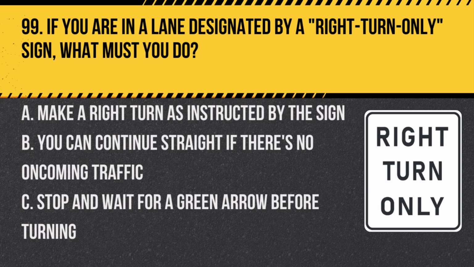Question 99. If you are in a lane designated by a right turn only sign, what must you do? A. Make a right turn as instructed by the sign. B. You can continue straight if there's no oncoming traffic. C. Stop and wait for a green arrow before turning. Answer: A. Make a right turn as instructed by the sign. This sign mandates a right turn from that lane.